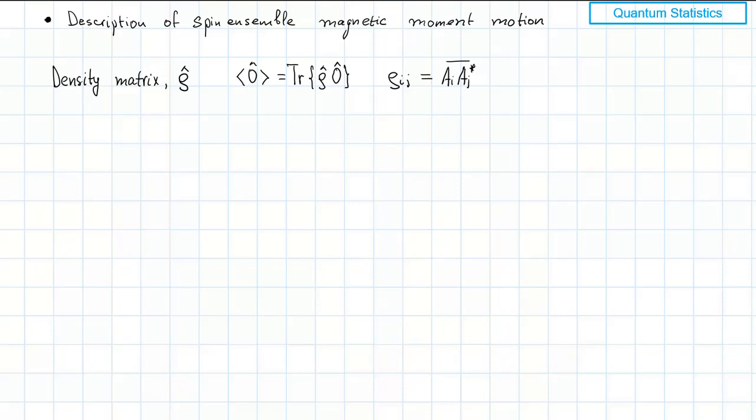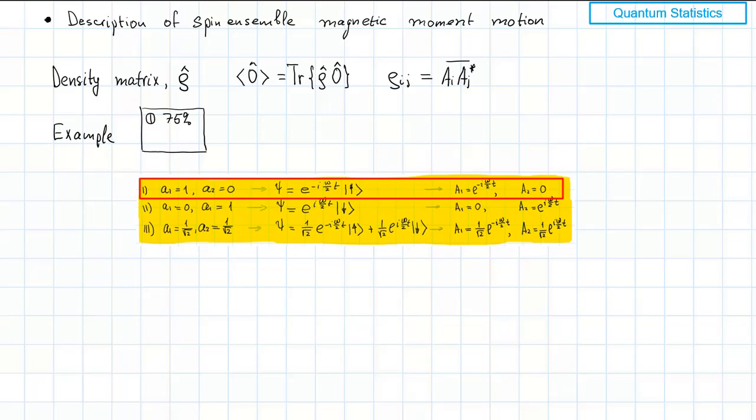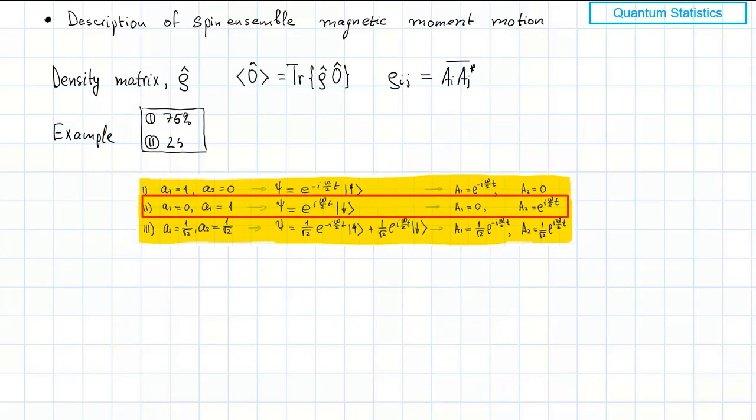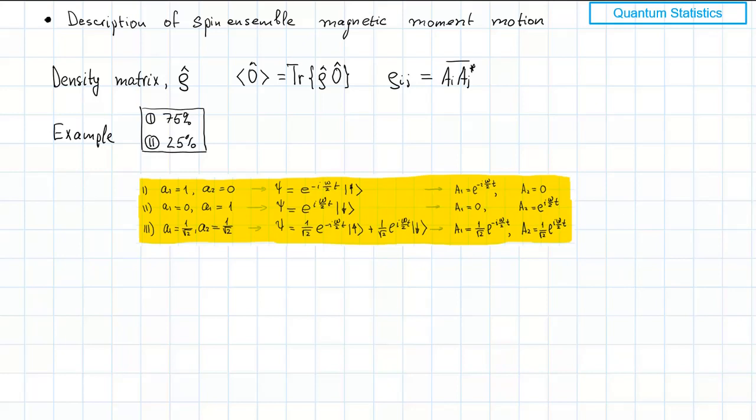In order to explain this definition, I will bring an example. Let's say we have an ensemble which consists 75% of systems in the pure quantum mechanical state 1, which I have introduced before, and 25% of systems in the pure quantum mechanical state 2. To be more specific, we are talking here about an ensemble of systems of isolated spin 1/2.